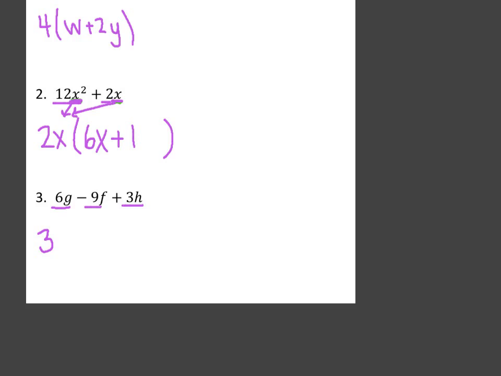So now let's fill up my parentheses using division. 6 divided by 3 would be 2. Keep the g after it. Negative 9 divided by 3 would be negative 3. Keep the f after it. 3 divided by 3 would be 1. And keep the h after it. I have now factored using GCF.